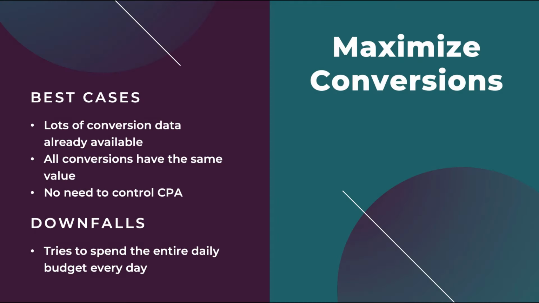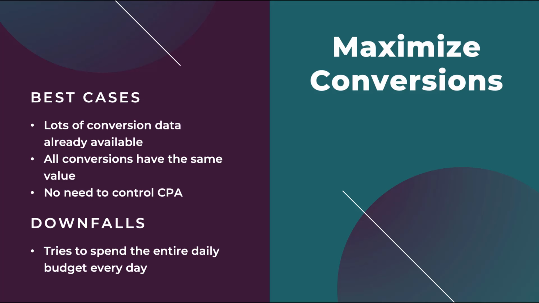Maximize conversions works best if you already have a lot of conversion data available in your account. You have all conversions with roughly the same value. Some aren't more valuable than others. And you don't have any need to control the CPA because you're already seeing conversions come through at a cost per conversion that you're happy with. One thing with maximize conversions is that Google is going to still try and spend that entire daily budget to get you as many conversions as it can.